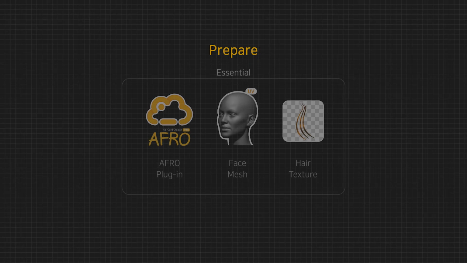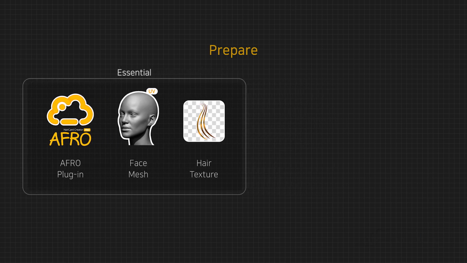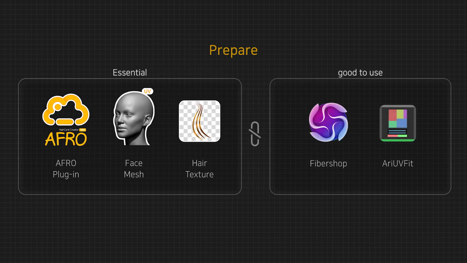First, what you need to prepare is an Afro plugin, a face mesh with UV and a high-quality hair texture. I'll leave a download link in the description for downloading the Afro plugin. It's also more work efficient when you use Fibershop and another Maya plugin, RUV Fit, together.